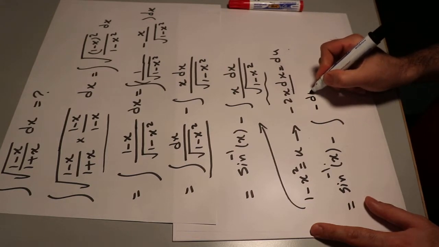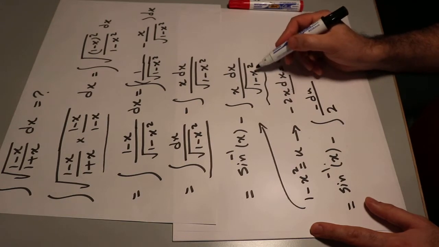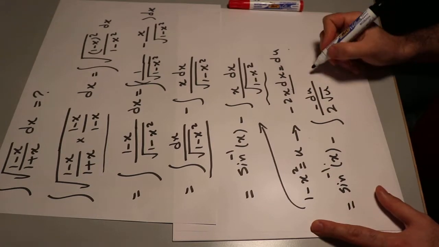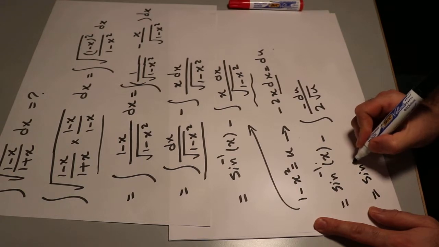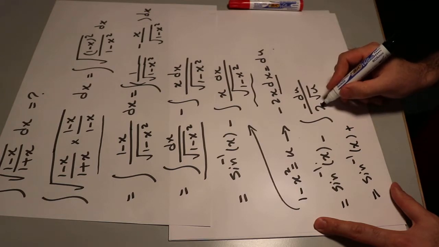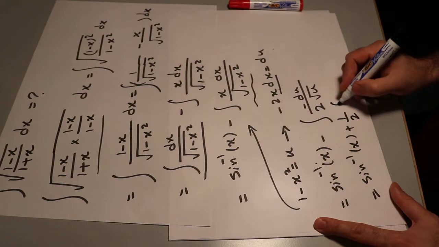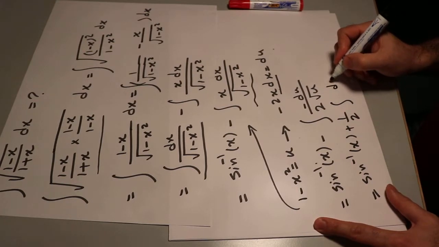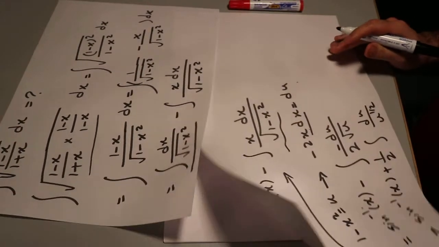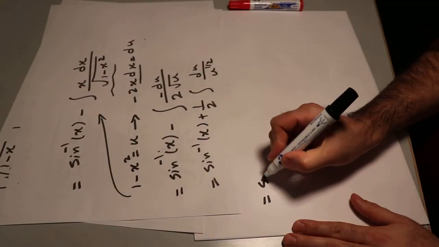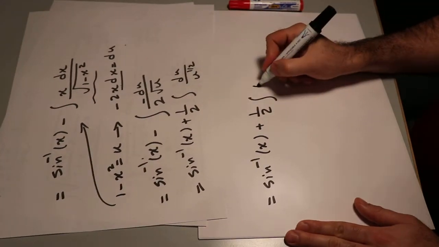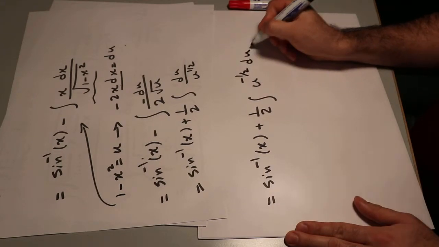So minus du divided by 2, and instead of the square root of 1 minus x squared I just write the square root of u, okay? And this will be equal to inverse sine of x, minus times this minus will be positive, and I can take this 2 out of the integral because it's constant. Integral of du divided by the square root of u, which is u to the power of 1 divided by 2, okay? And this will be equal to inverse sine of x plus 1 divided by 2 times the integral of u to the power of minus 1 divided by 2 du, okay?